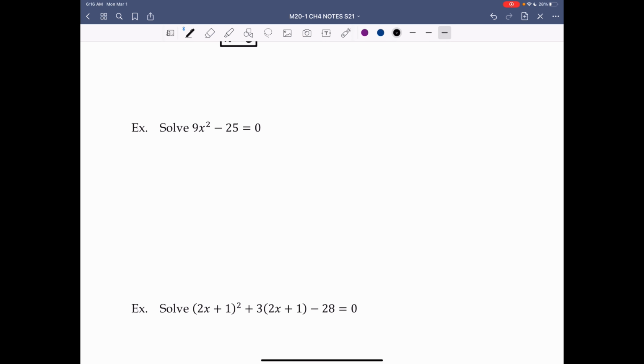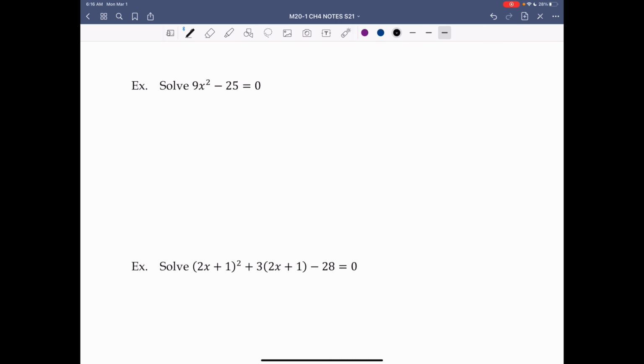Example, solve 9x squared minus 25 equals 0. Again, we have a binomial. So do we have a common factor? 9x squared and 25. There's no number that divides 9 and also 25, so no, we don't have a common factor.